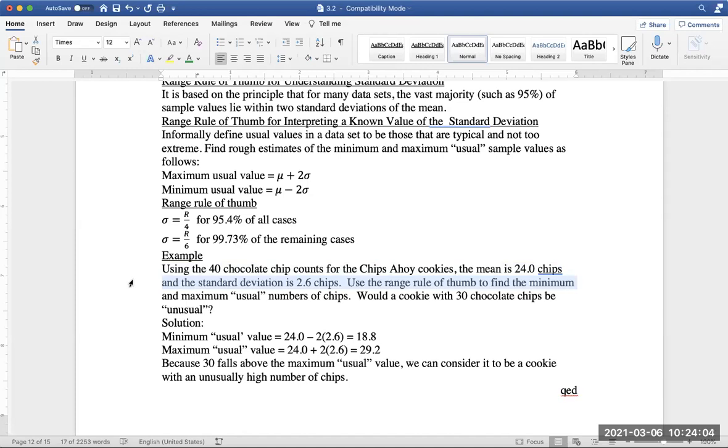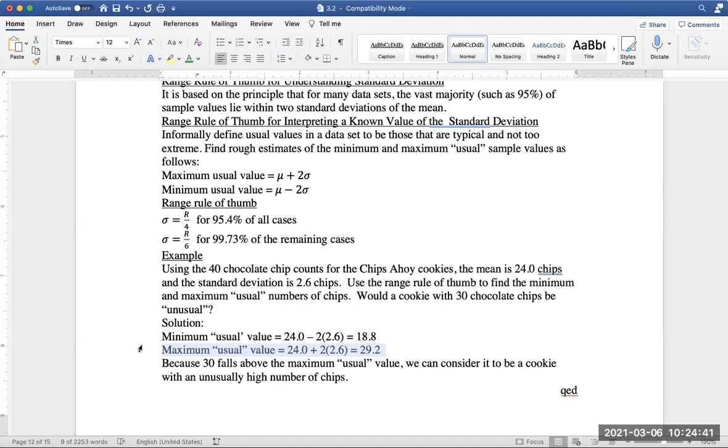Use the range rule of thumb to find the minimum and maximum usual number of chips. Would a cookie with 30 chips be unusual? Well, let's look at the minimum usual value. The mean, 24, minus 2 times the standard deviation, 2.6, is 18.8. The maximum usual value, the mean, 24, plus 2 times the standard deviation, 2.6, is 29.2.